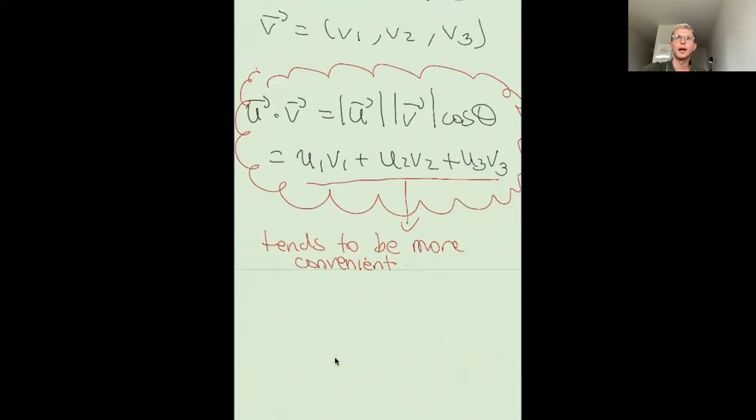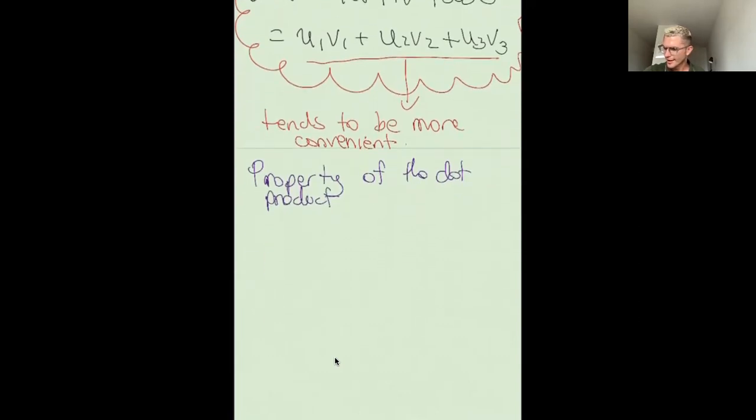So for example, here's another property of the dot product. If you have a vector v, this is essentially the same as what we did with i dot i. What would v dot v be equal to?